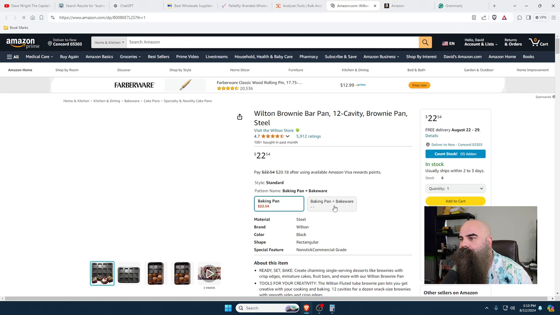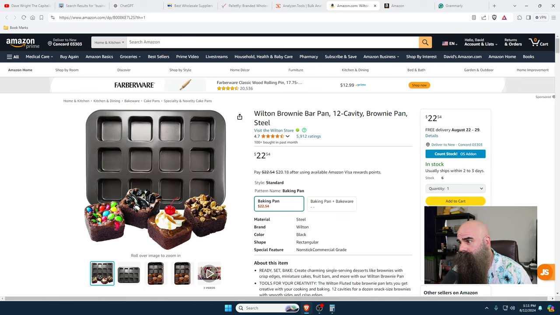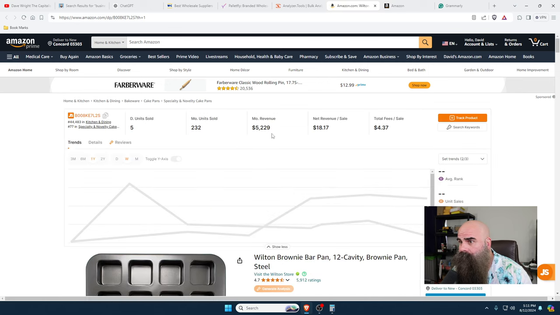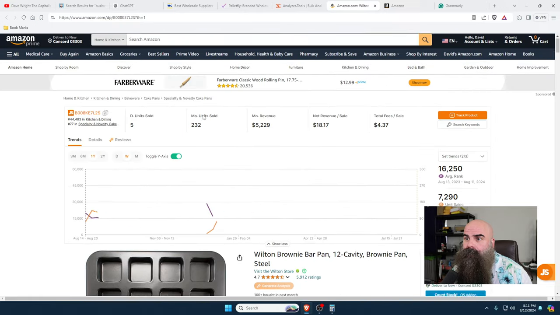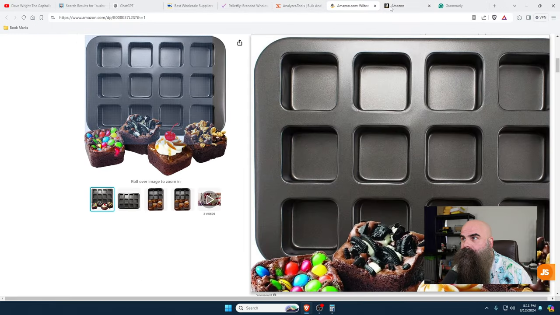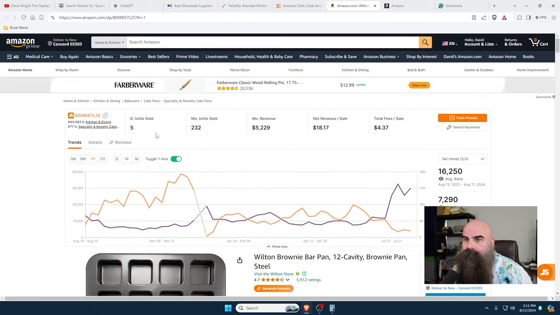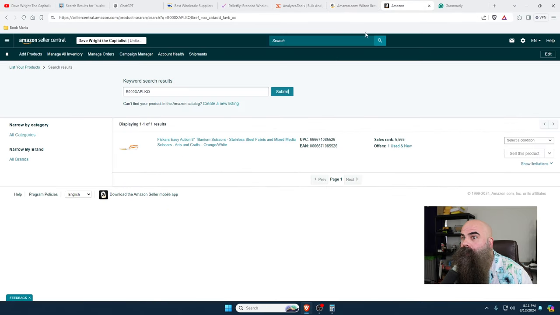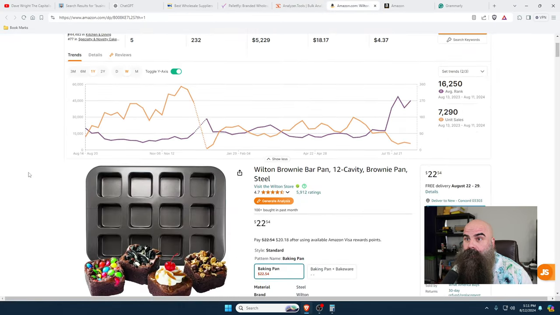So we got two bacon pans here. What American buys and what American buys. They sell $232 a month. Okay. Looking good. Let's make sure I can sell this. It sells a lot and I can sell it. We're looking good, people.